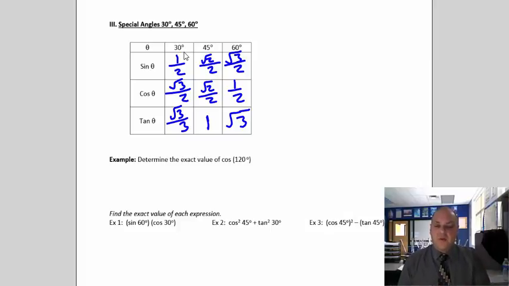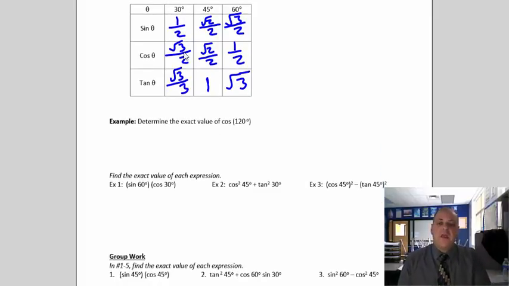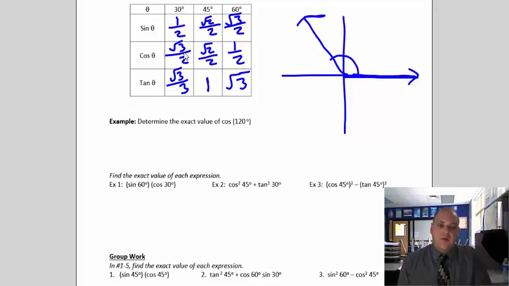Last thing is just some examples here. Determine the exact value of cosine 120. Well, remember 120, I'm going to draw 120. Here's a 0, right? We did drawing angles. 120 is right here. All right, remember we did reference angles? So I'm going to draw a right triangle. And I know if this is 120, my reference angle is 60. So 120 has a reference angle of 60. So I'm really doing cosine of 60.